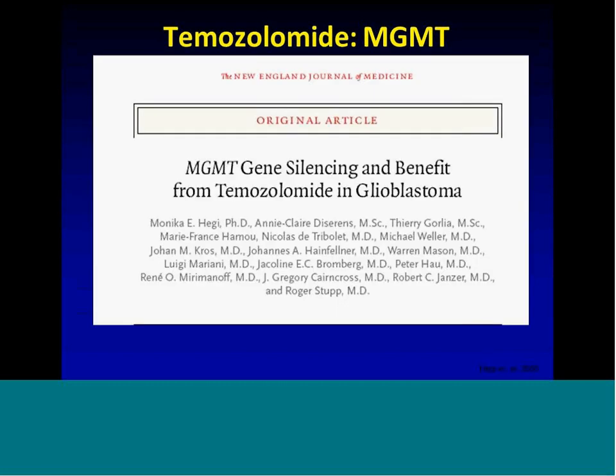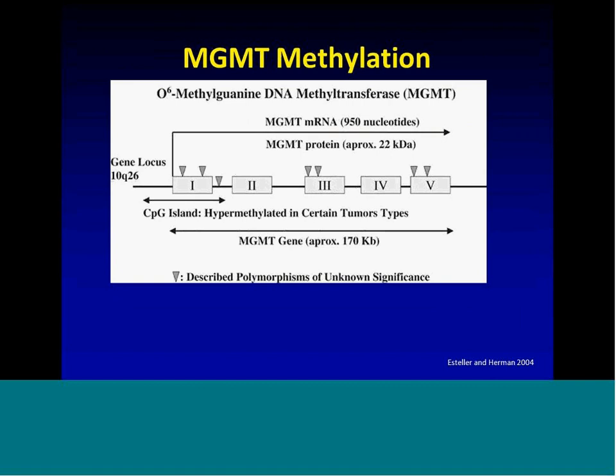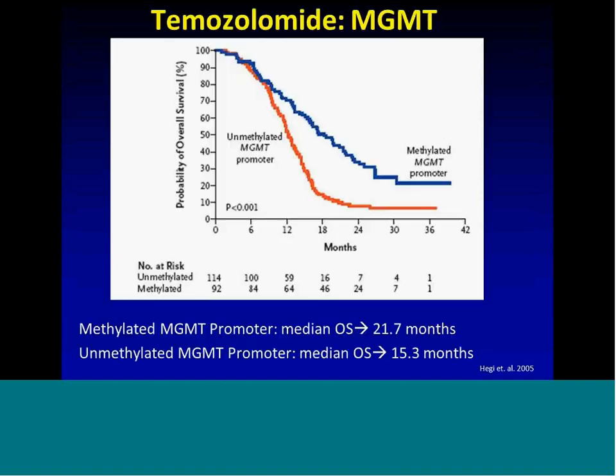And this is actually Monica Hegi, who is the wife of Roger Stupp. She's a PhD, and she did this analysis of MGMT gene silencing that benefited temozolomide. So the little tick marks right here are where it would be methylated. This is the MGMT gene, and this is the promoter that would be hypermethylated. And this is just the difference between the two groups.